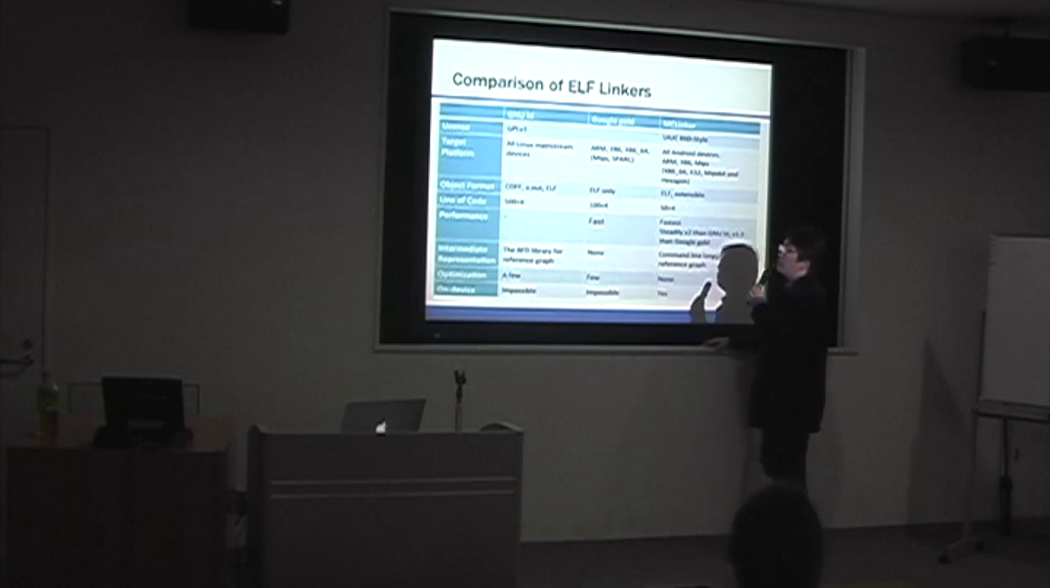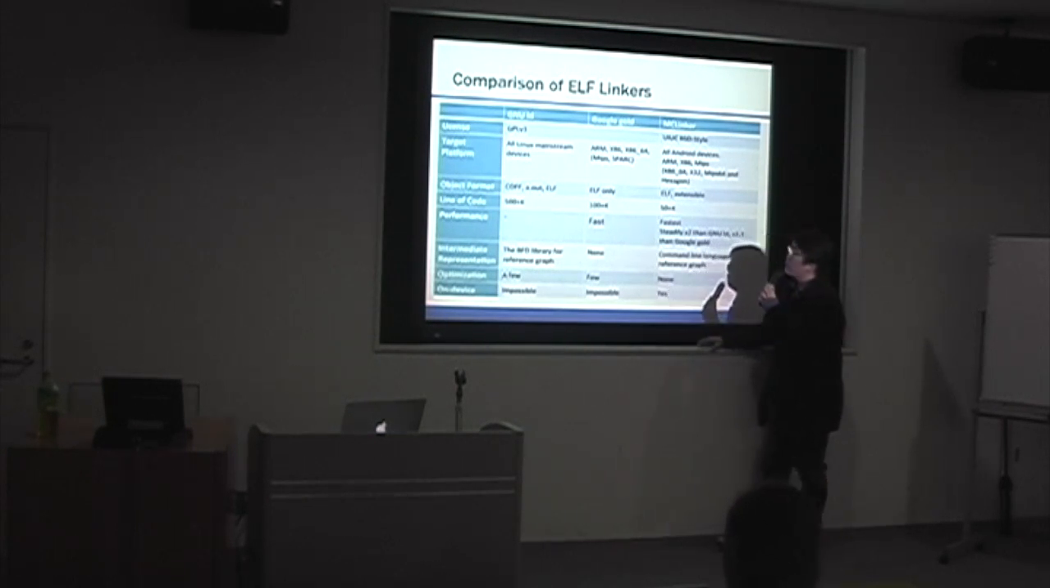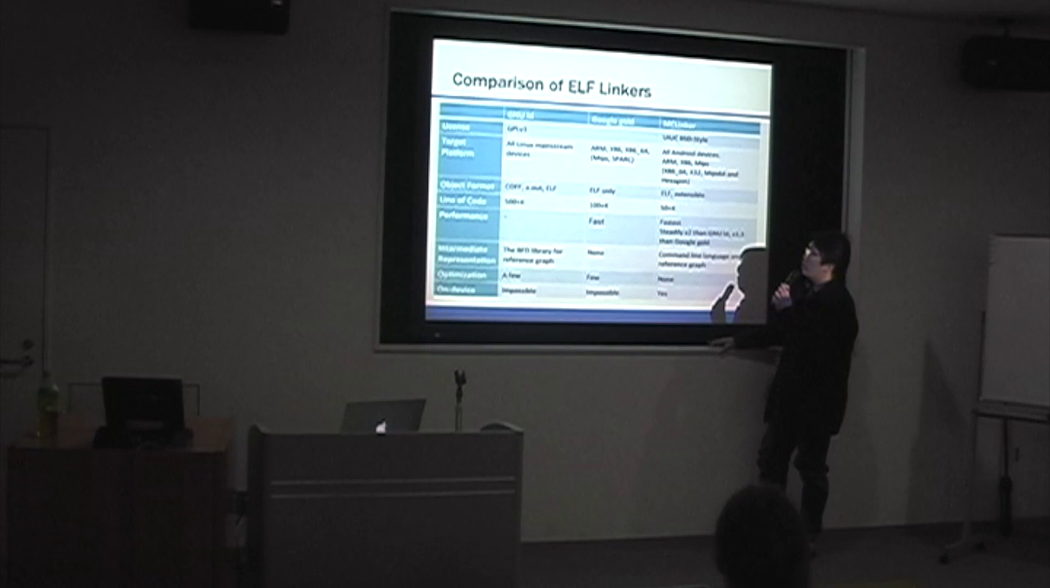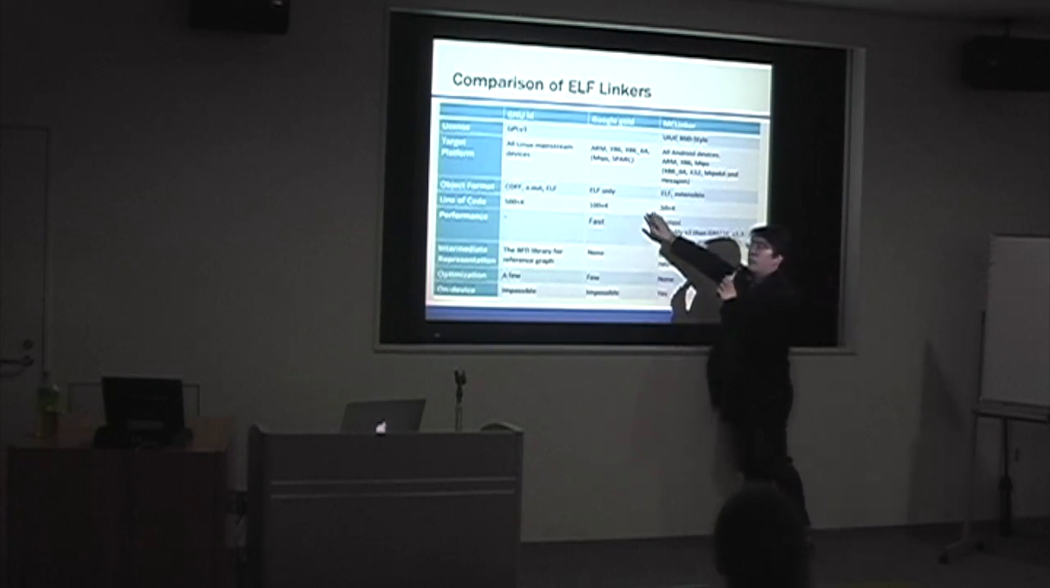But on the other side, we can see Google Gold. Google Gold is also GPL license, but it's only targeted to some kinds of platforms. Actually, Gold supports only those platforms which have a single global offset table, for example, ARM and x86. But MIPS and SPARC need multiple GOT, so they cannot be integrated into Gold.